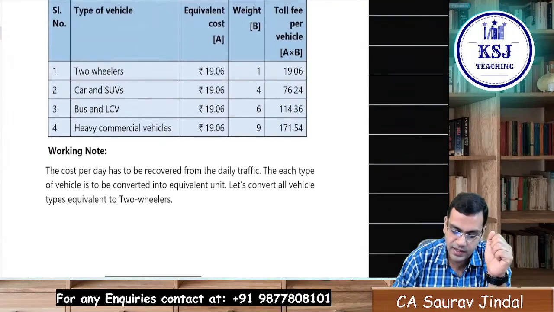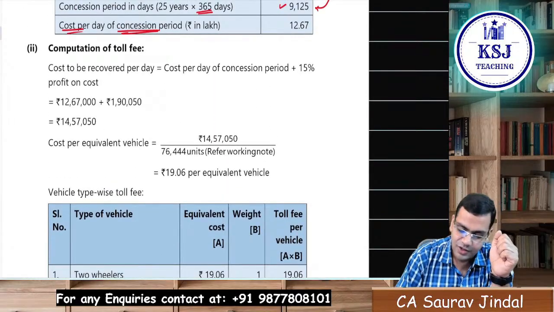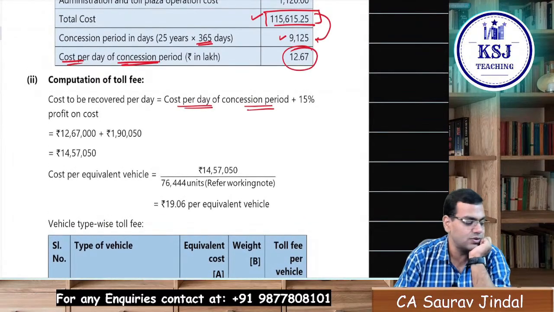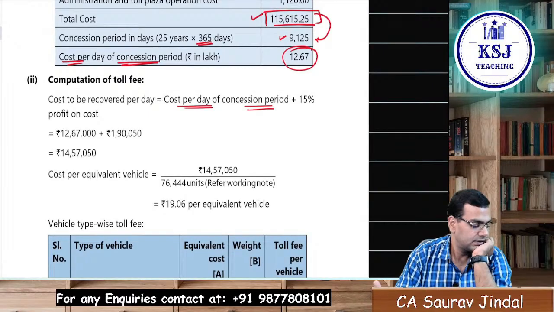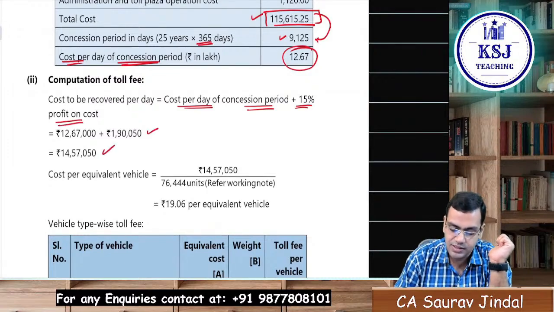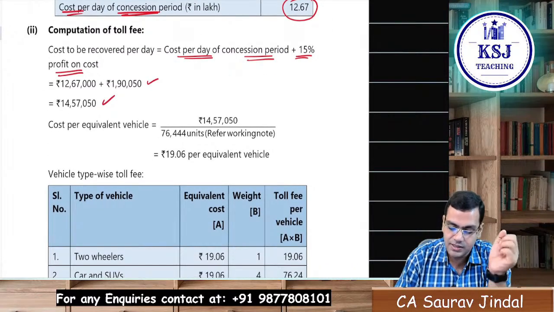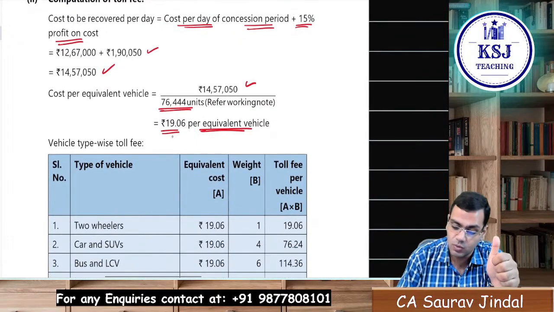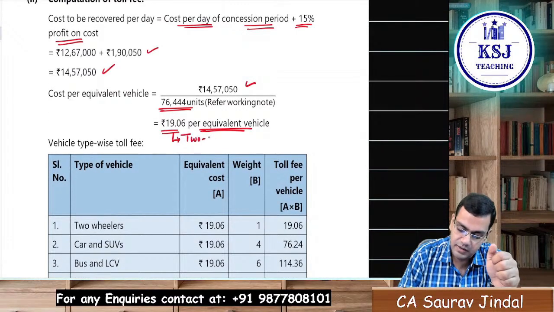Now we can calculate what is the cost to be recovered per day. What is the cost per day of the concession period? That is 12,67,000. Plus 15% profit on the cost. It is given in the question. So this is the total selling price, we can say, divided by the equivalent units. You will get the per equivalent vehicle. Now 19.06 is for what? It is for a two-wheeler.